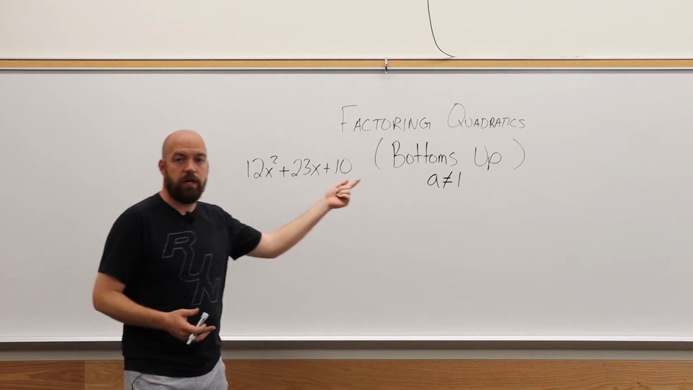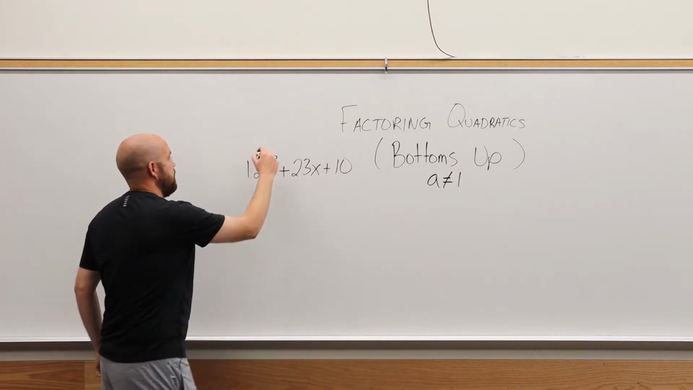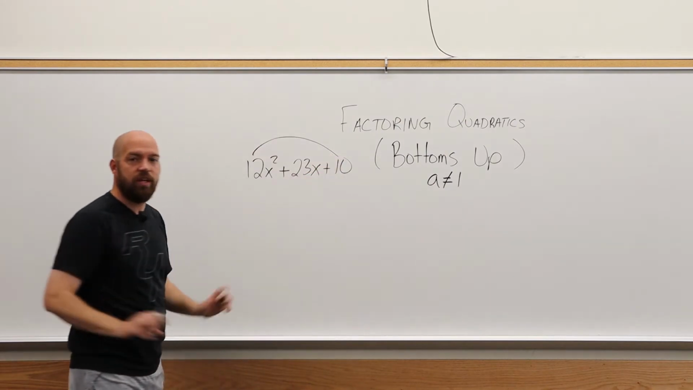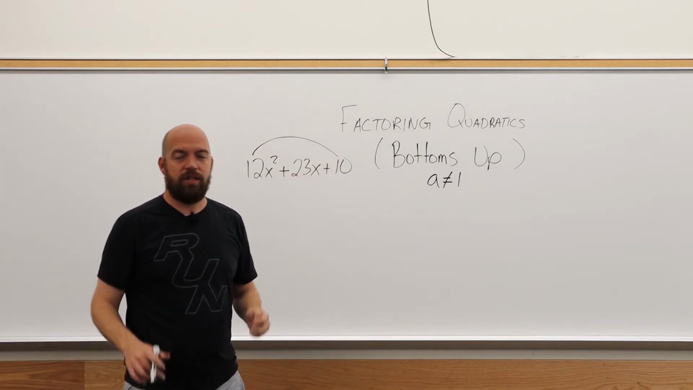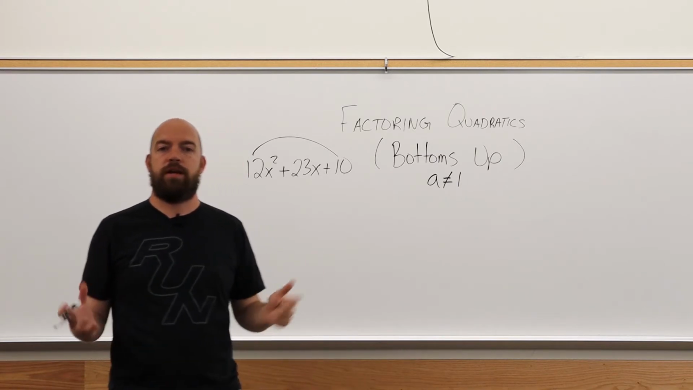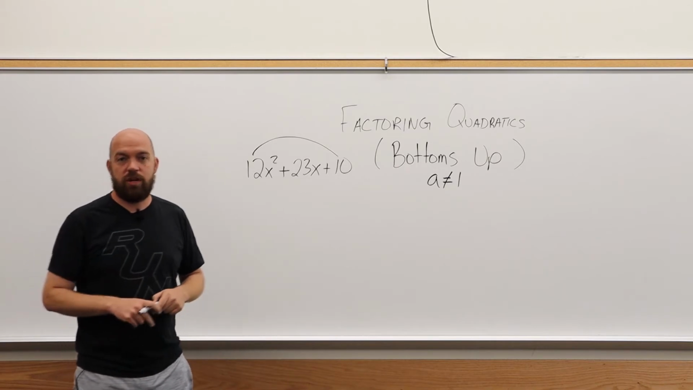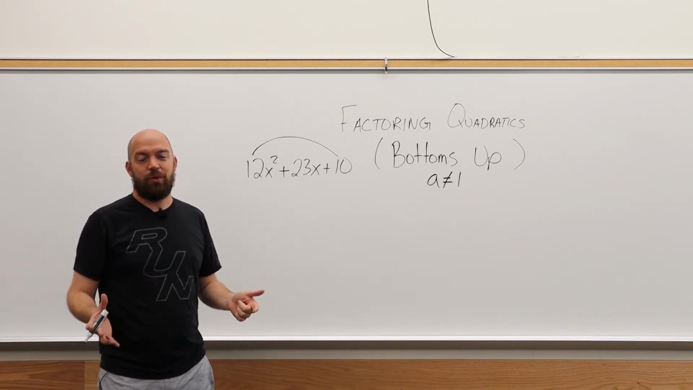So this is just another shortcut to figure out how to do this. We're going to use what I call bottoms up. We're going to multiply the a times the c and just get rid of the a. Now, it's illegal in math. You can't just be like, I don't like the 12 where it is. We're going to multiply it and just let it go away. But with this strategy, it ends up working. So we're going to go with it.